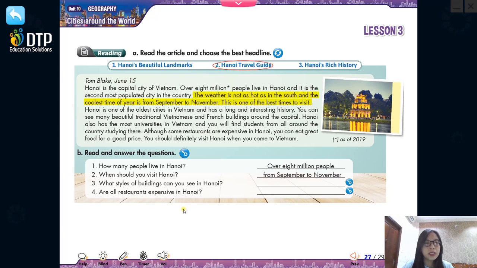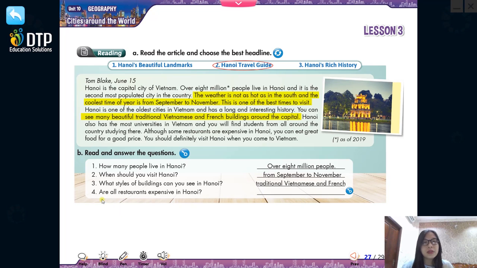Number 3, the question is, what styles of buildings can you see in Hanoi? What is your answer, everyone? Very good. We can see traditional Vietnamese and French. And where can you find the answer? Excellent. It's here, this sentence. You can see many beautiful traditional Vietnamese and French buildings around the capital. Very good. And number 4.